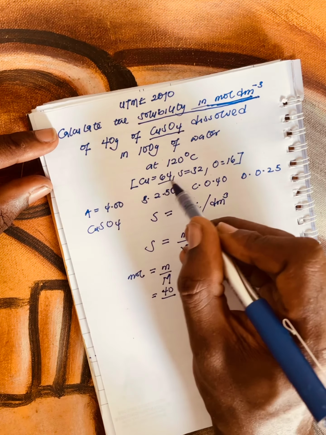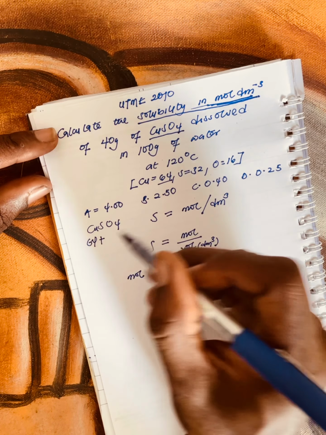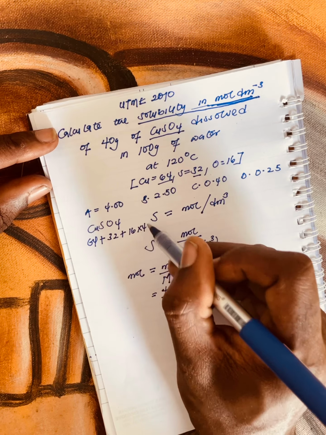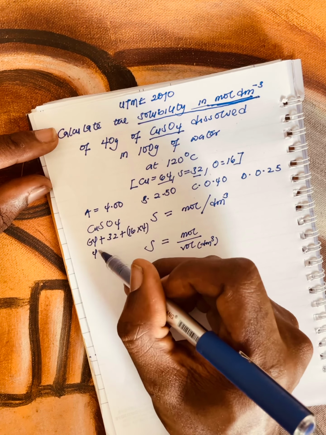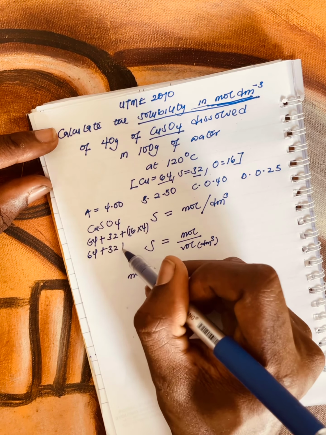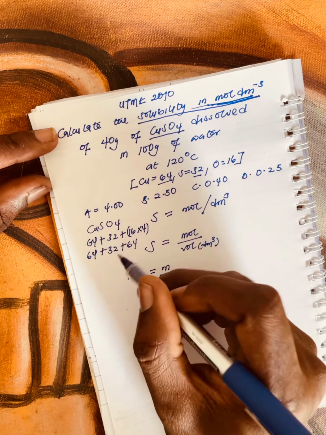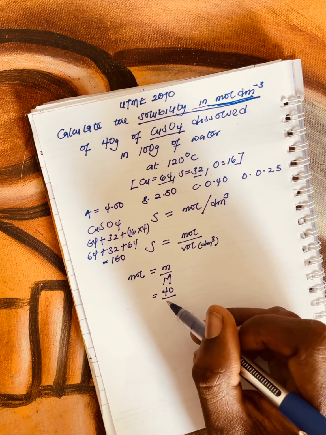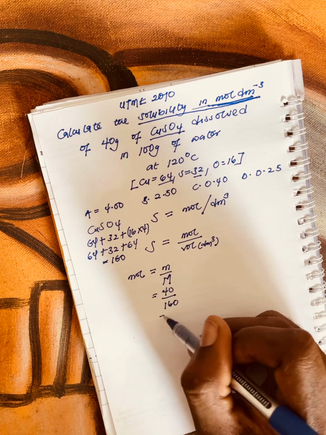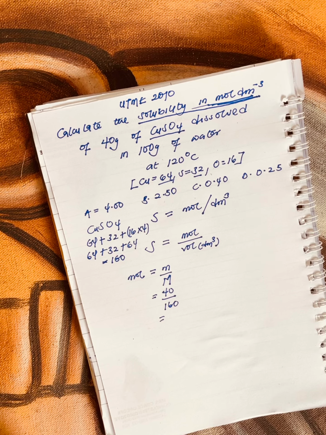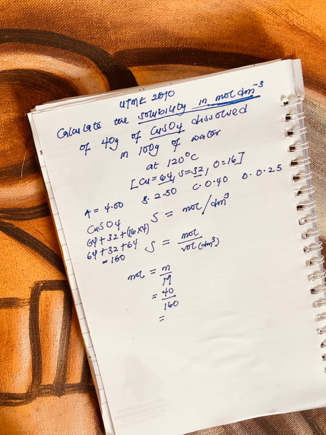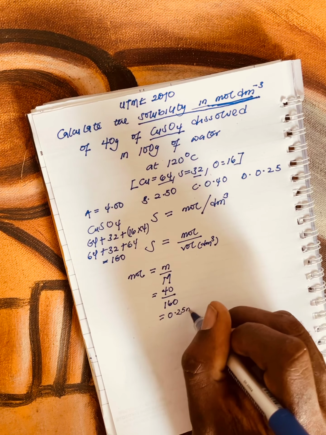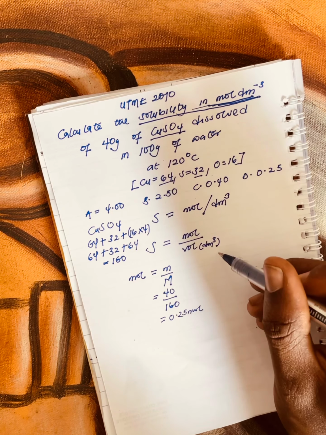CuSO4. Copper is 64 plus sulfur is 32 plus 16 times 4, which will be 64 plus 32 plus 64, which should give us 160. So the molar mass is 160. So we have to say 40 divided by 160, and this gives us a mole of 0.25 mole. Now we need to consider the volume.